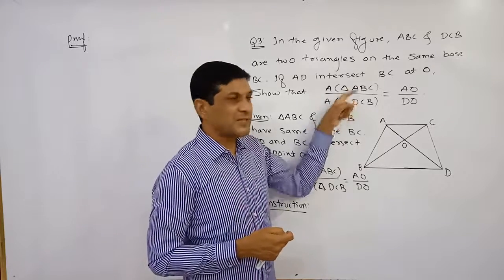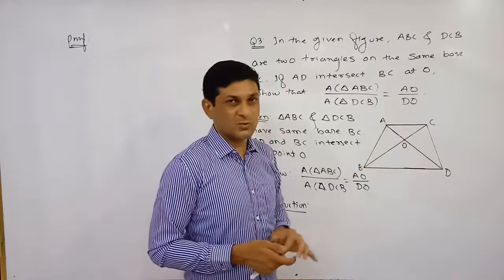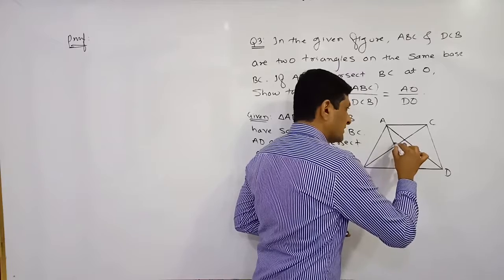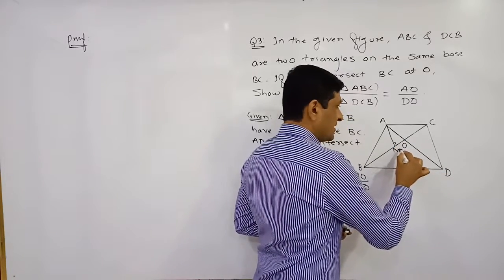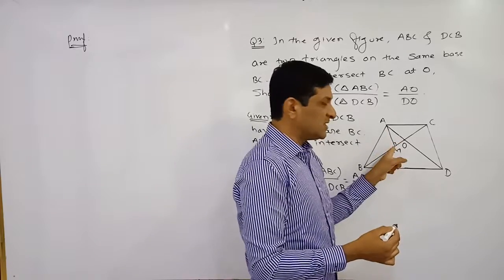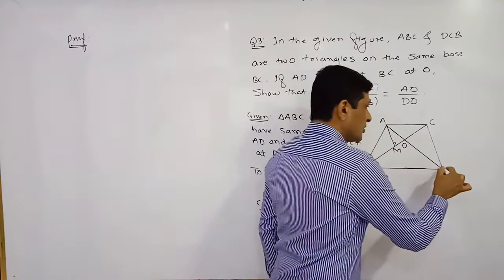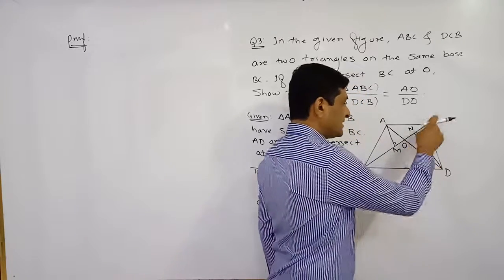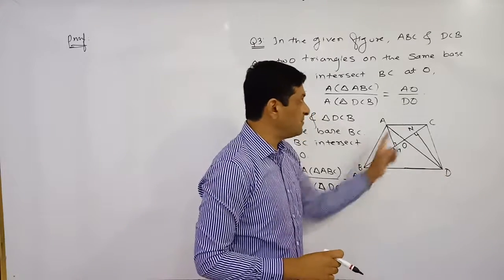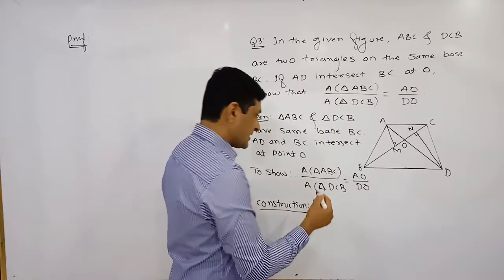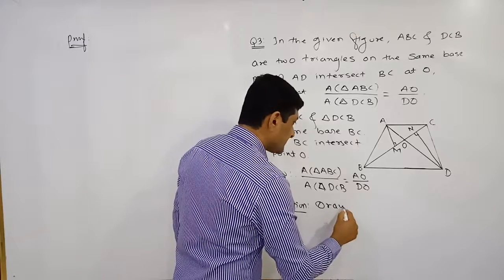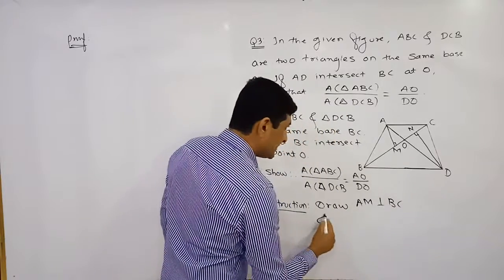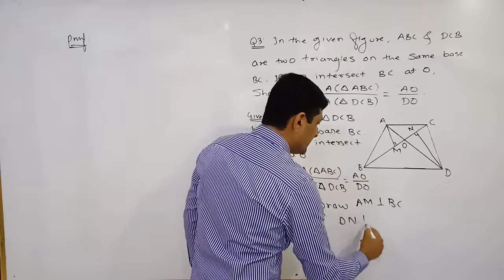So these two triangles have the same base. It is given to us that BC is the base of these two triangles. So now we are supposing that AD will be the height of this triangle. So draw, sorry, AD is already used. So draw AM perpendicular to BC, which means AM is the height of triangle ABC, and draw DN perpendicular to BC. So DN is the height of DBC, this second triangle. So what is our construction? Draw AM perpendicular to BC and DN perpendicular to BC.